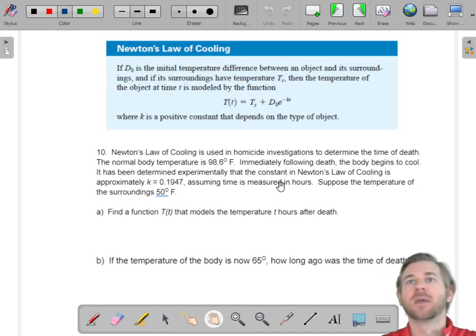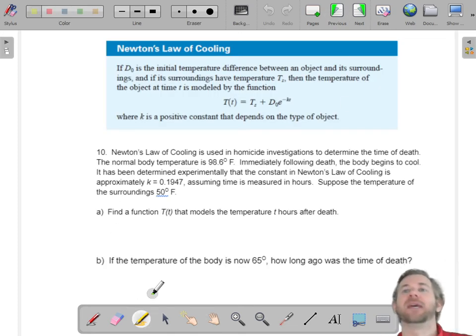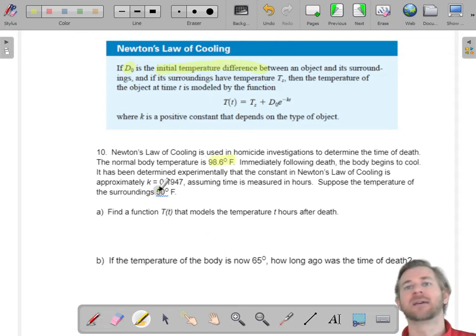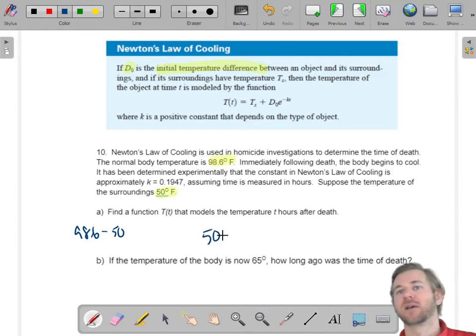Okay. Newton's law of cooling. Okay, so we'll do a Newton's law of cooling problem. Remember, the big thing about these is that D sub 0 is the temperature difference. It's not the initial amount. It's not 98.6, and it's not 50. It's 98.6 minus 50. So we're going to say the surrounding temperature is 50, plus the temperature difference is 48.6, and my constant is 0.1947 to the t.